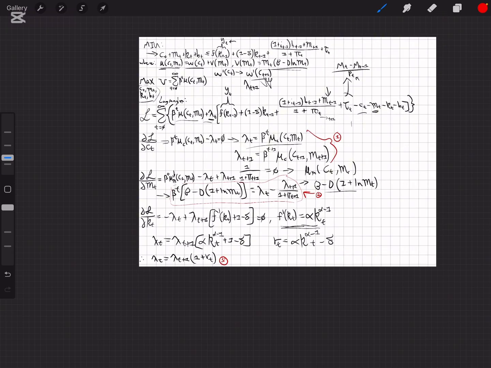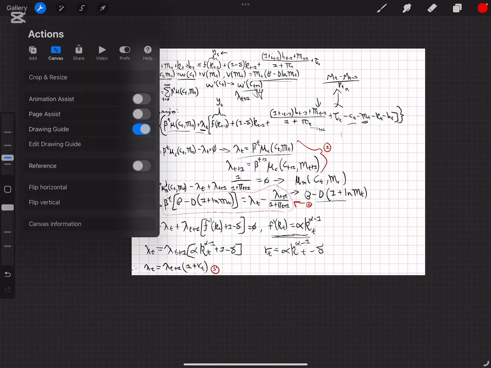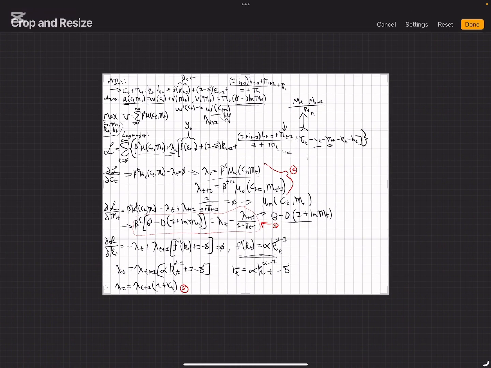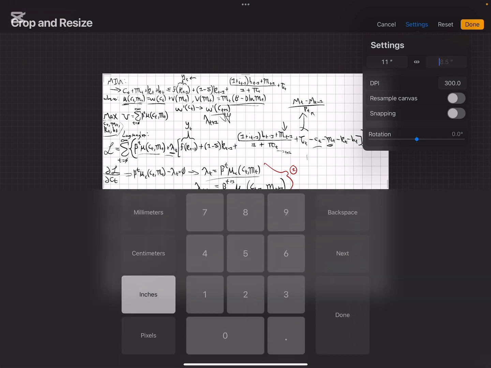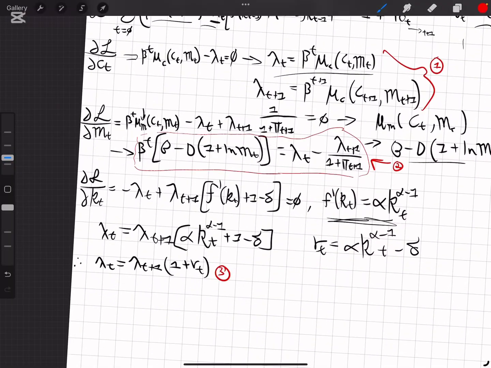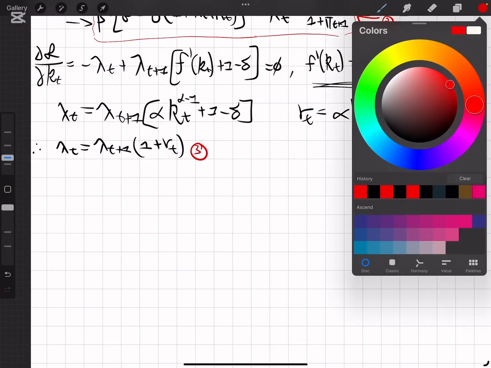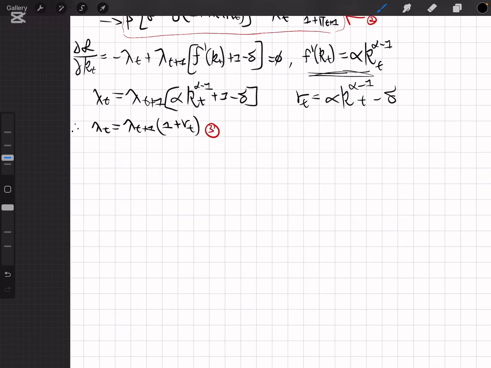I just thought about this. I got to expand my paper because my paper is getting a little full. I wish I knew how to do this. Crop and resize. Settings. It's 11 by 8. What if I said 11 by 20? Done. Oh, now we're talking. All right. So I just had a sip of my agua. We're getting right back into the action here.